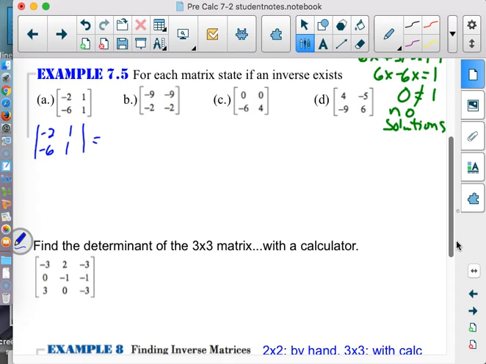Multiply the main diagonal. Multiply the secondary diagonal. Subtract. Negative 2 minus a negative 6 will be negative 2 plus 6, which will be 4. Does this have an inverse? It does. It's not a 0. It has an inverse. It's just 0 that's a problem.